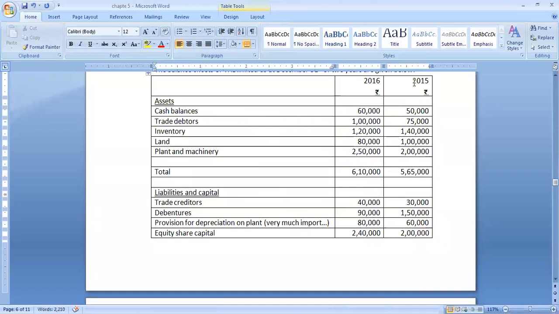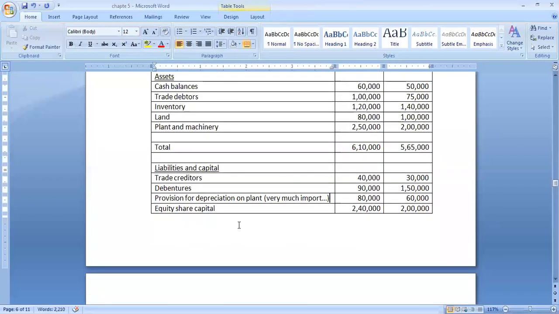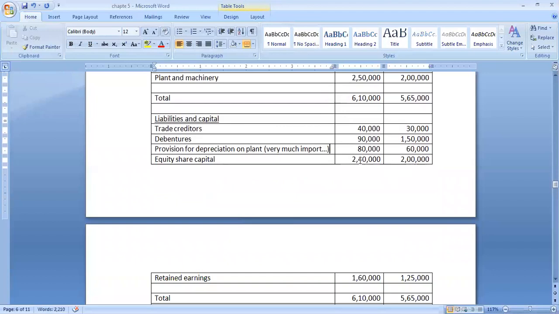Look at this. 2015 is 60,000, 2016 is 80,000. So you can prepare a separate account for provision for depreciation to find out the actual depreciation for the current year. That is one way. Or else, instead of preparing a provision for depreciation on plant account, you can just take the 60,000 and the 80,000 information. So what is the difference here? It is just 20,000. So that 20,000 is treated as the depreciation for the current year. Clear? Then equity share capital has increased from 2 lakh to 2 lakh 40,000. 40,000 is the increase in the share capital.